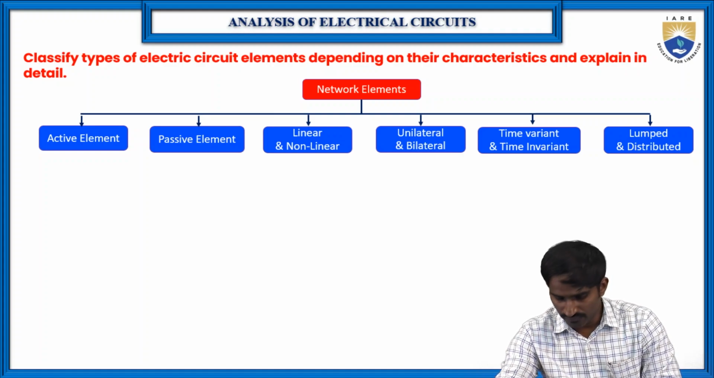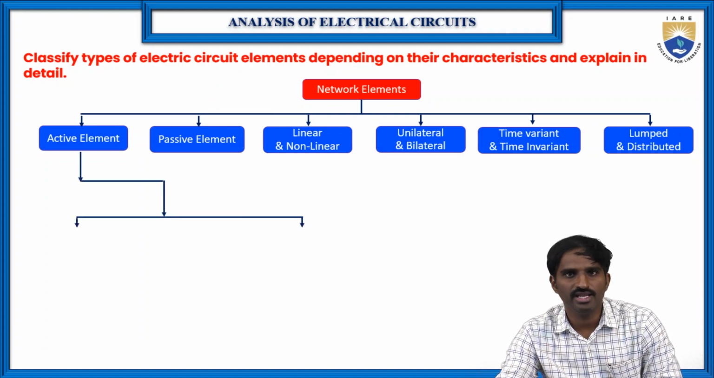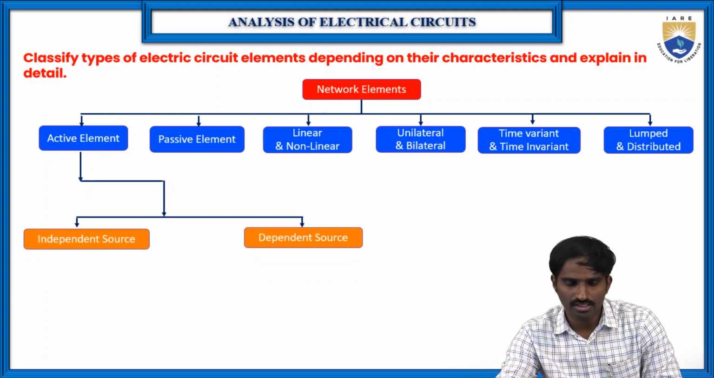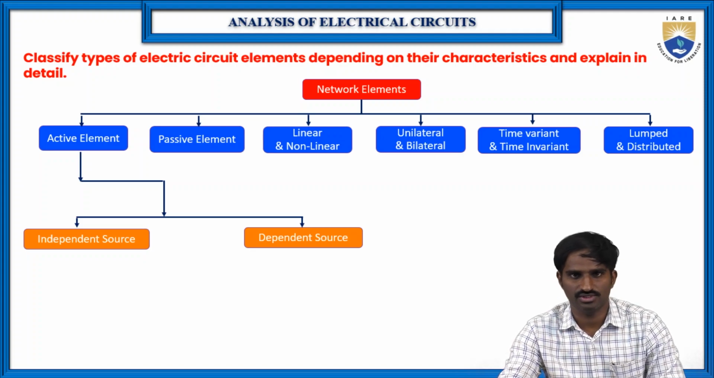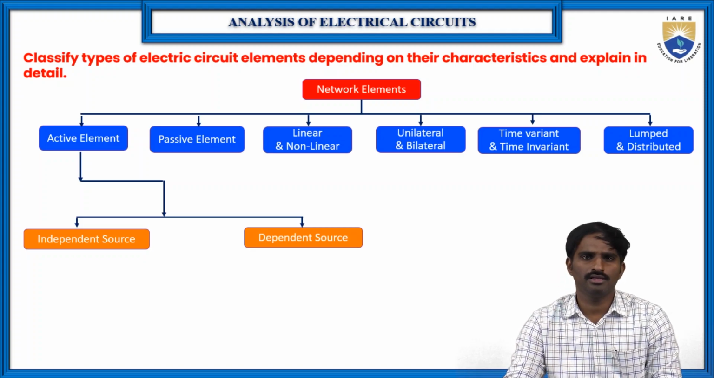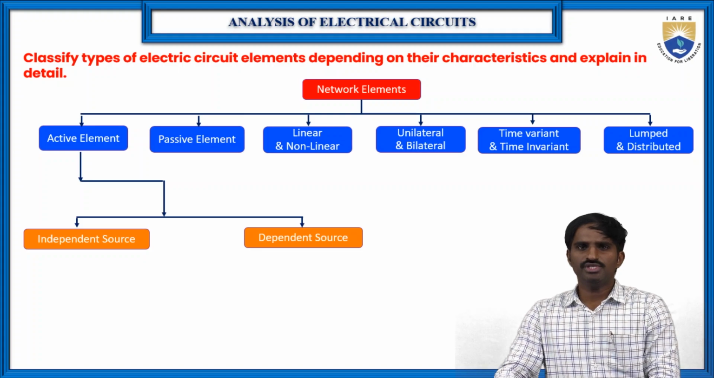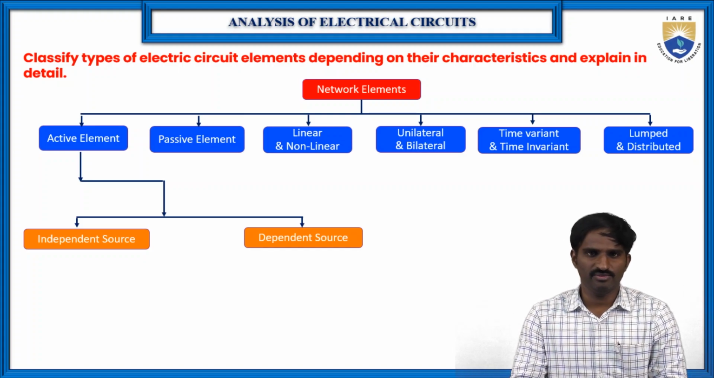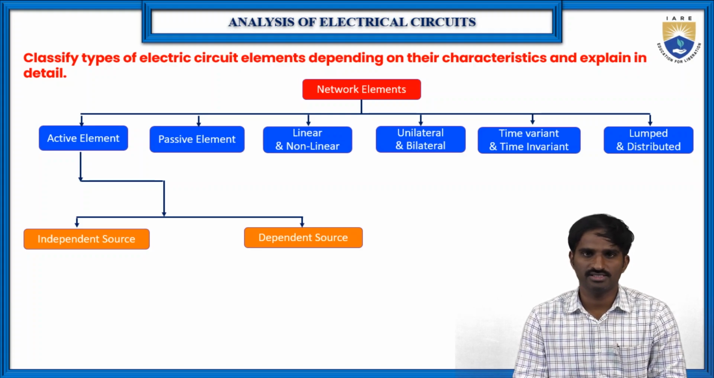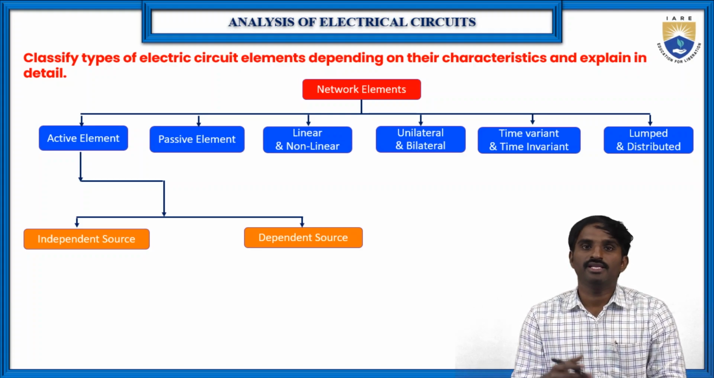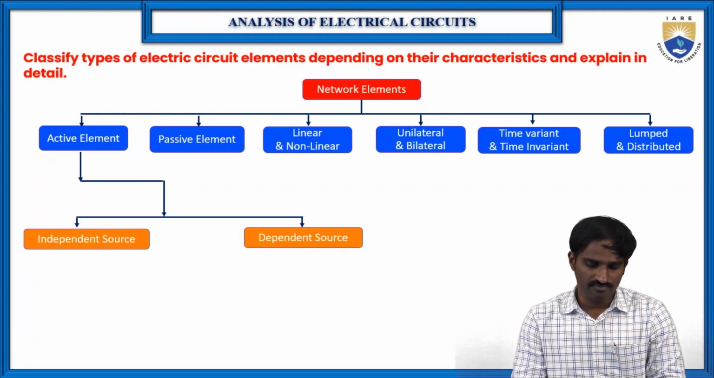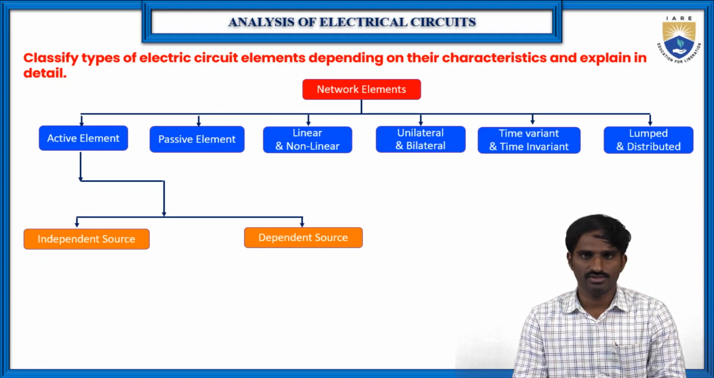And in these 5 elements, based on the behavior of those elements, we can classify into these 6 different types. So first, let us come into the active elements. Again, active elements there are 2 different types. Okay, one is independent sources and dependent sources. So all the sources, all the energy producing elements, or energy supplying elements, are called active elements. So in these active elements, there are 2 different types. One is independent source, another one is the dependent source.